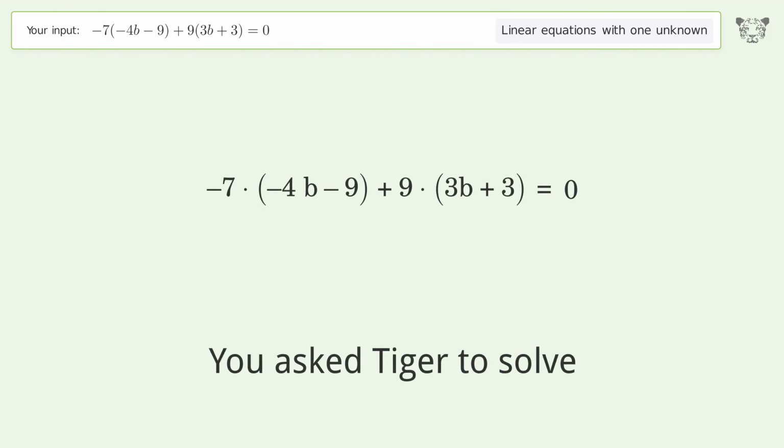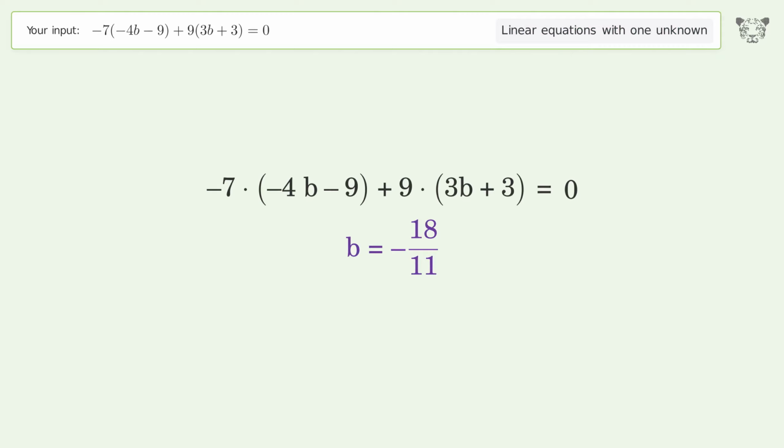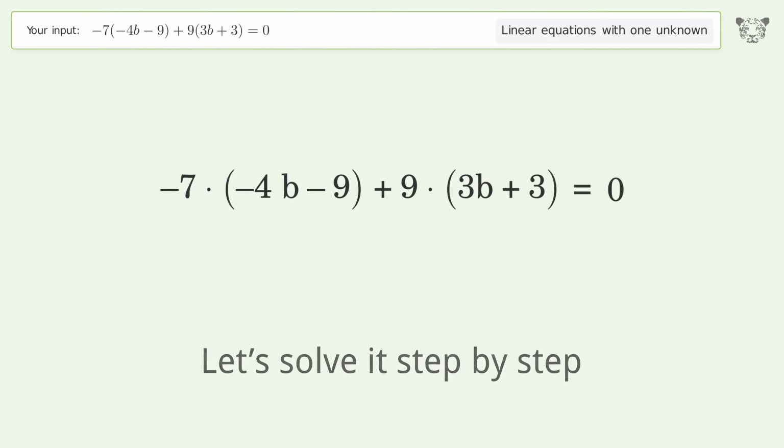You ask Tiger to solve. This deals with linear equations with one unknown. The final result is b equals -18/11. Let's solve it step by step.